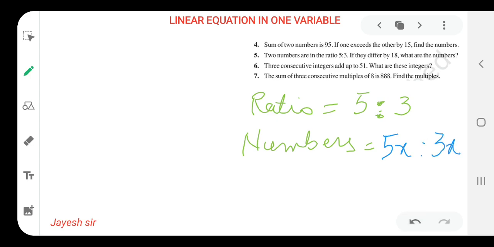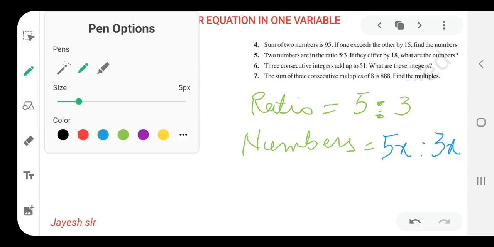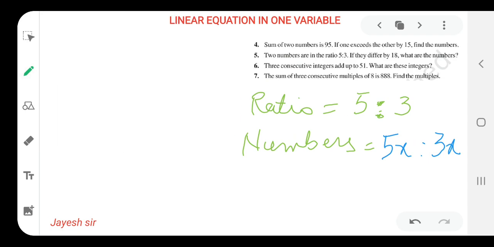Now they are numbers. Yes friends, now what is to begin? If they differ by 18, it is talking about the numbers only. That means the difference between the two numbers, our first number being 5x and our second number being 3x, is 18. This is our first and this is our second. The difference is 18.